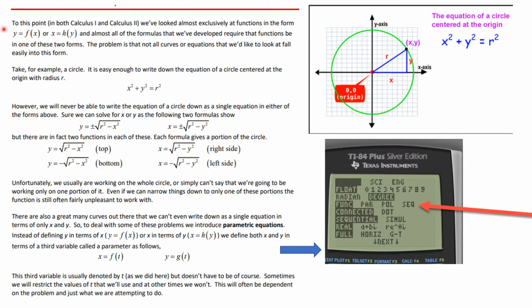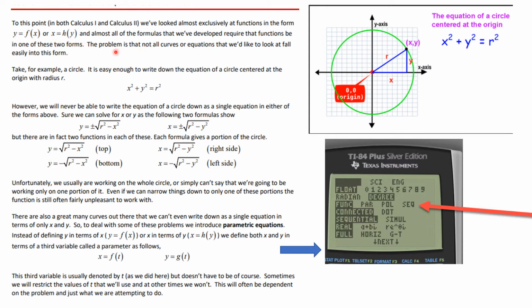Now this is different from what we've done before. To this point in both Calc 1 and Calc 2, we've looked almost exclusively at functions of the form y equals f of x or x equals h of y. And almost all these formulas that we've developed require the functions to be in one of these two forms. In fact, these are functions. That means for every x there is one y, and for every y there's one x in this case.